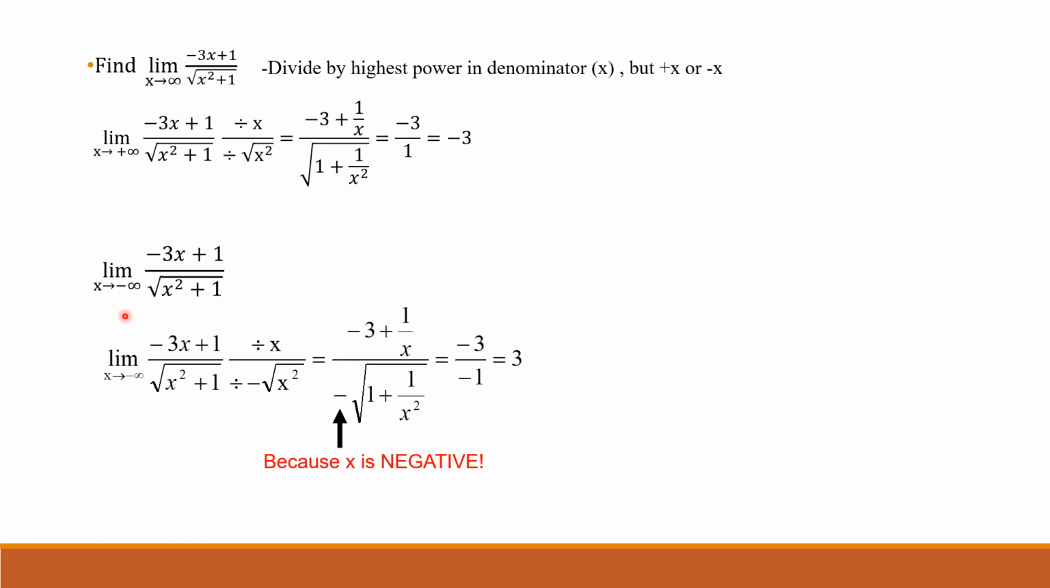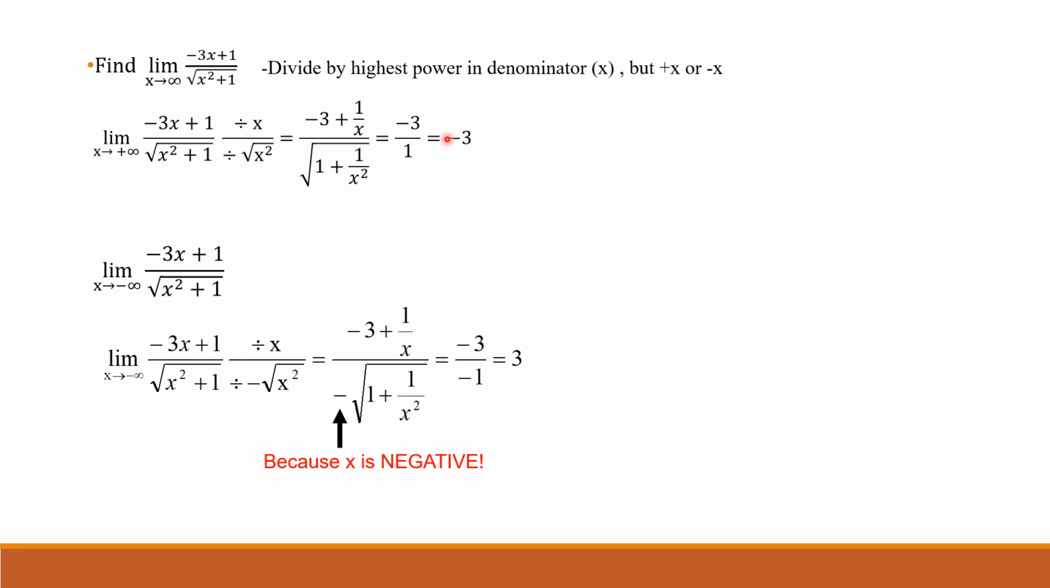For the other side, which is the limit as x approaches negative infinity, I will divide by negative x. So the upper term will be just the same. Minus 3x plus 1 divided by x, so it is minus 3 plus 1 over x. But right here, because I have a square root and I have x squared, I have to put my negative sign outside the square root, and then I divide by x squared, and I'm going to end up with 3.